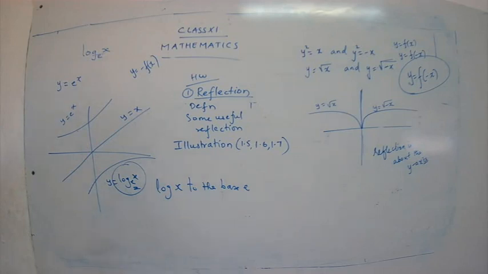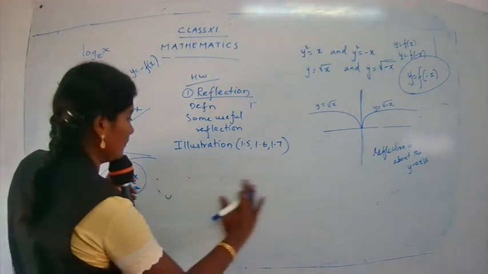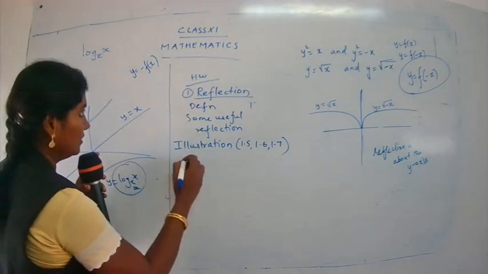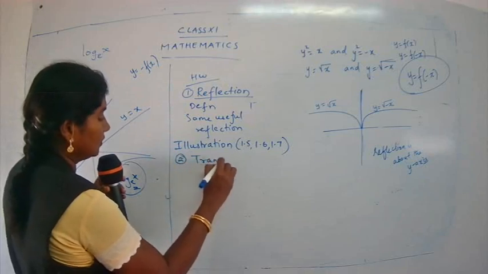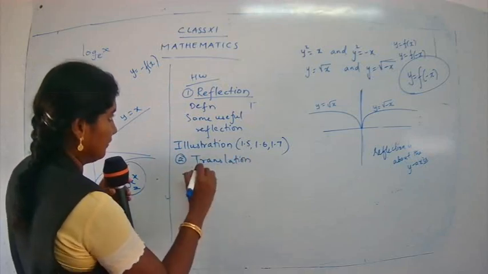Clear, children? So I have completed the explanation for the first type of transformation, that is reflection, and we will see about translation and dilation in the next class. But your homework will be to complete translation and dilation also. You have to write the definition for translation. So the second is translation, and you have to write the definition.